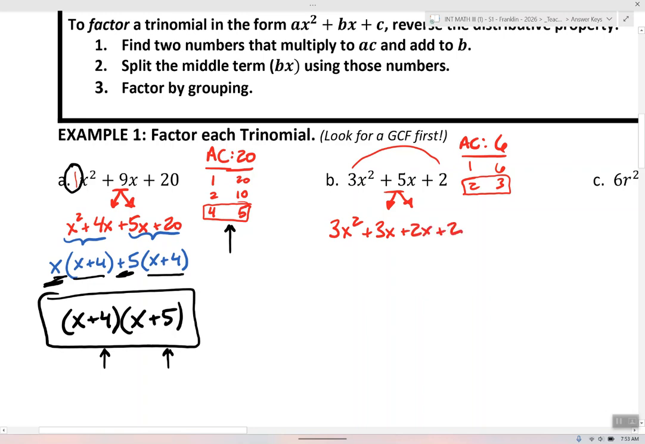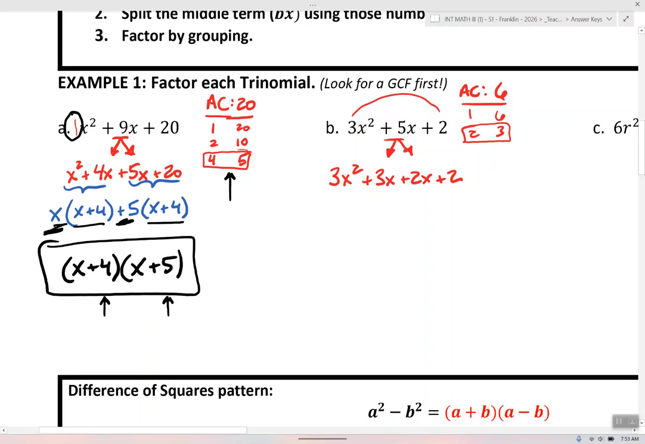Now, it doesn't matter which order you write those numbers in, we will get the same answer at the end. Just to show that, maybe I'll go ahead and do it both ways. 3x squared plus 2x plus 3x plus 2.